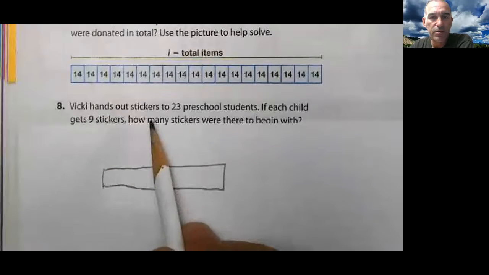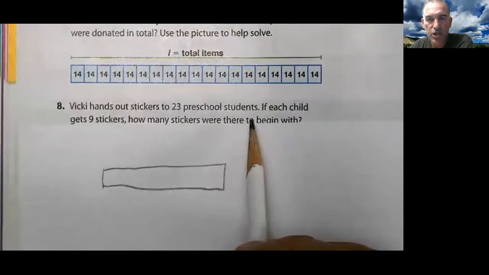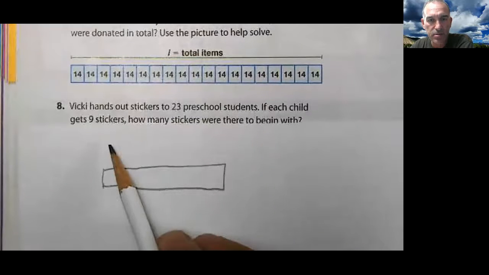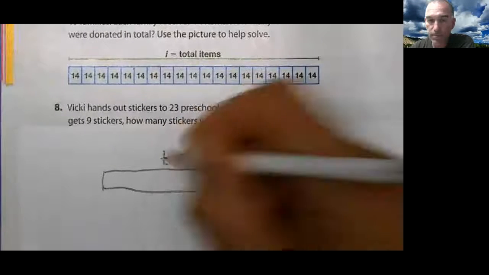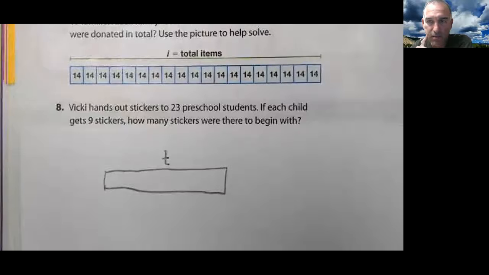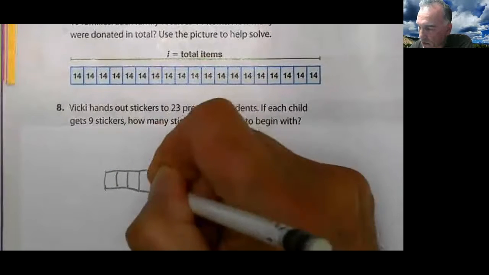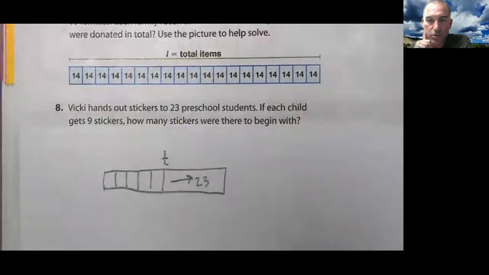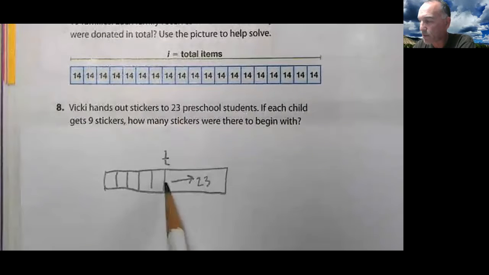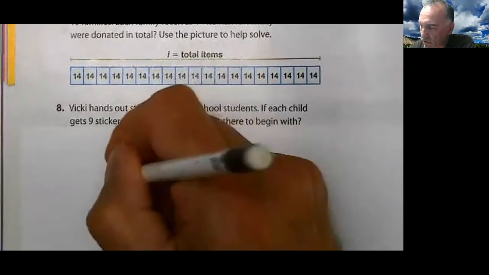Vicky hands out stickers to 23 students. There's 23 students. Each child gets 9 stickers. How many stickers were there to begin with? So we don't know the total. That's a T. How many students are there? 23. I don't want to draw any more students, so I tell myself that there's 23 of them. This arrow is supposed to go all the way to the end. Sometimes you see this dotted, okay? There's 23 there. Each child got 9 stickers.